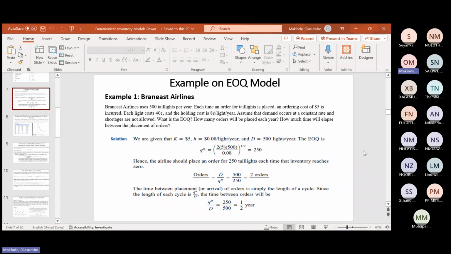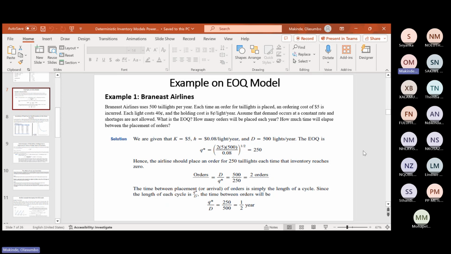They said Brain East Airlines uses 500 taillights per year. You remember we said D is the annual demand. So that 500 taillights per year is your D. That is capital D, because you need to read in the scenario what your D is, which is the annual demand. So the number of taillights they are using in that airline is 500 per year. Every year it's always constant. That's what they are saying.